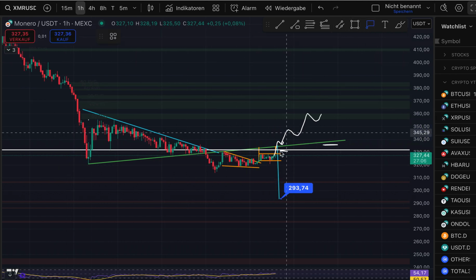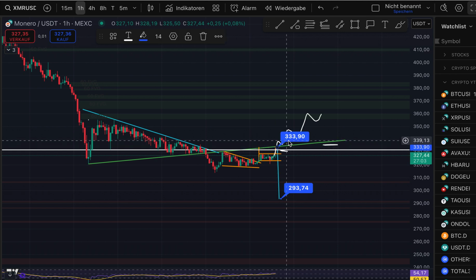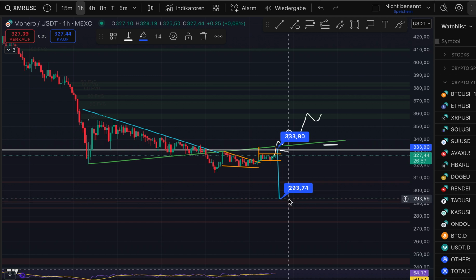So I want to see the green trend line breaking to the upside, 335 US dollar. Let's round it up. If not, then the 290 US dollar is still the target of that triangle. So I hope that I gave you some valuable information today, and we see each other tomorrow.